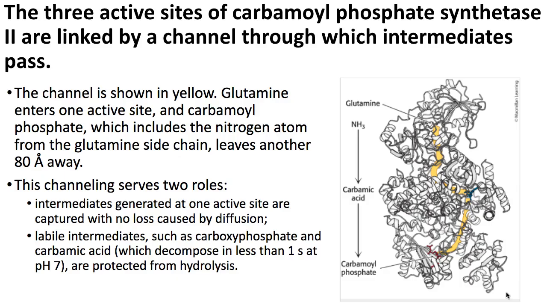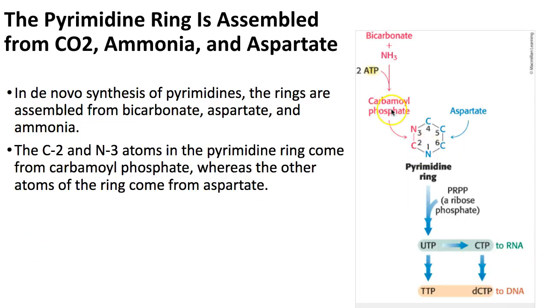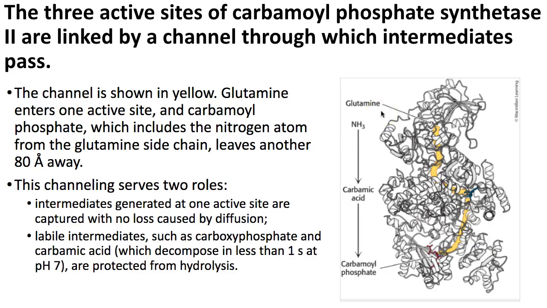And so there are three active sites of carbamoyl phosphate synthetase. That's an enzyme that is used to make this carbamoyl phosphate. And so it's linked by a channel through which intermediates pass. So this channel is highlighted in yellow here, where you have glutamine that enters and it goes through different intermediates within the channel and comes out as carbamoyl phosphate.